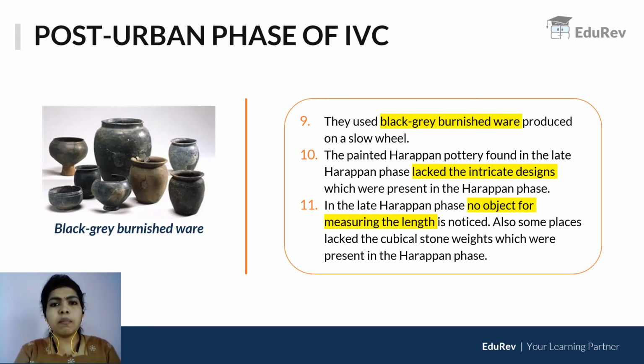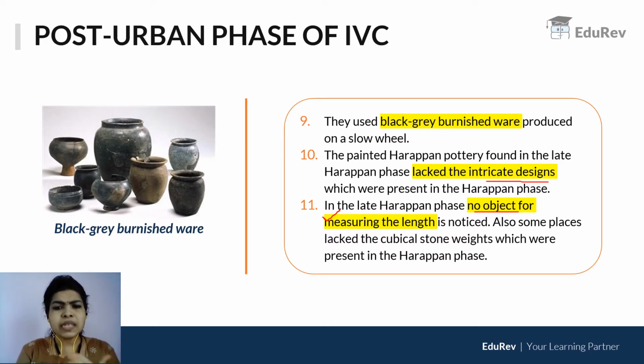They used black, grey, burnished ware which was produced on a slow wheel. And not just that, whatever painted Harappan pottery has been found lacked the intricate designs which were present in the mature Harappan phase. And in the late Harappan phase, no object for measuring length is noticed. That is, length measurement tools have practically disappeared.